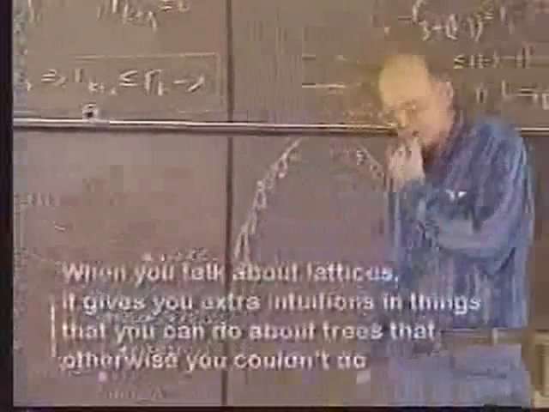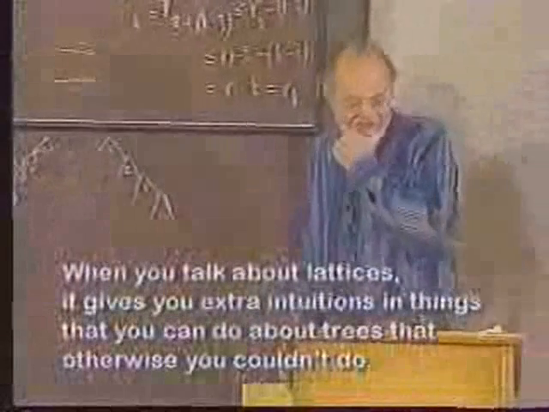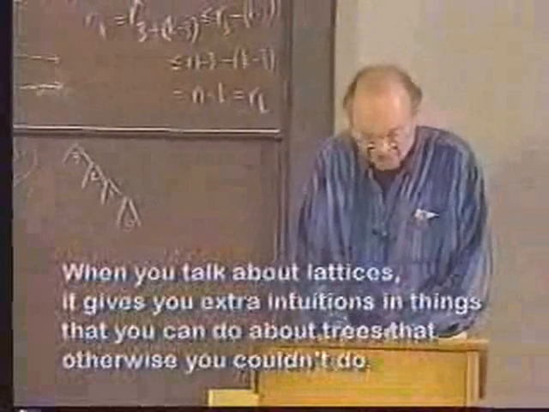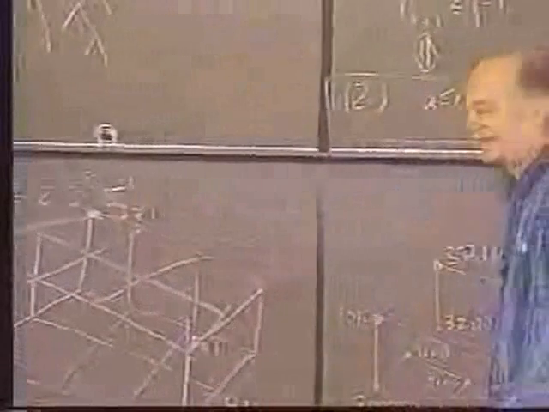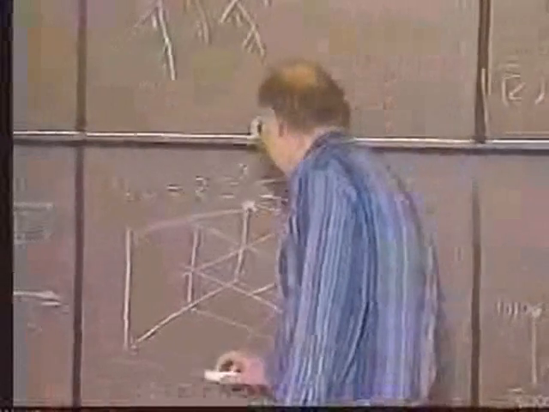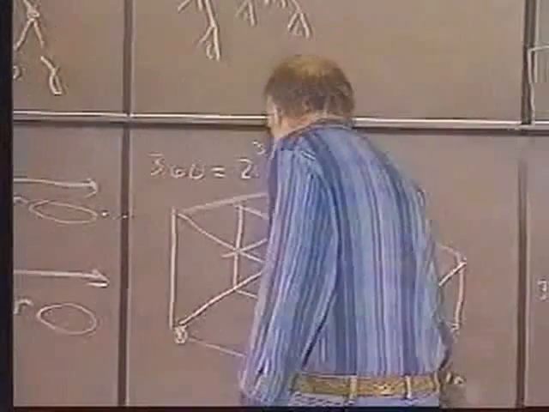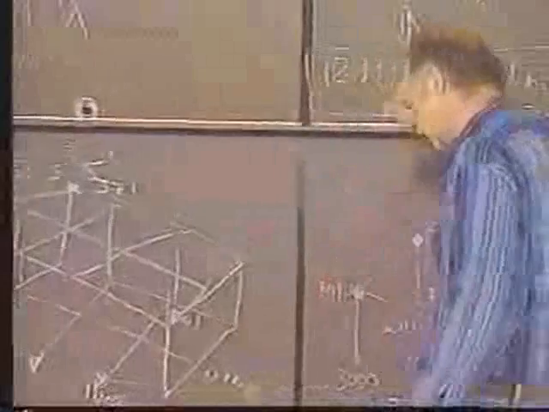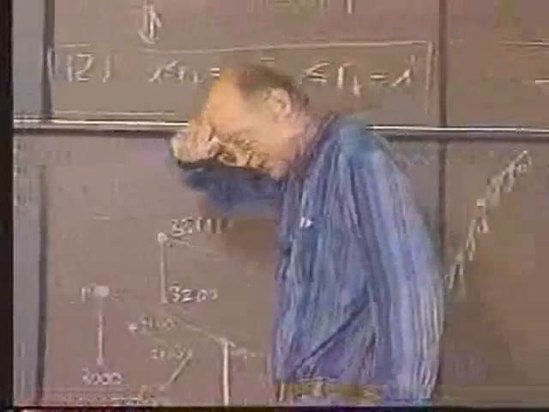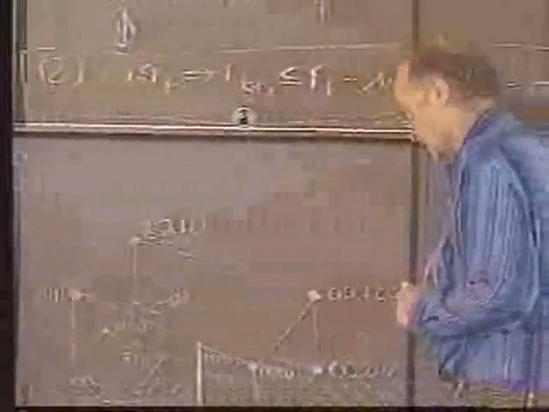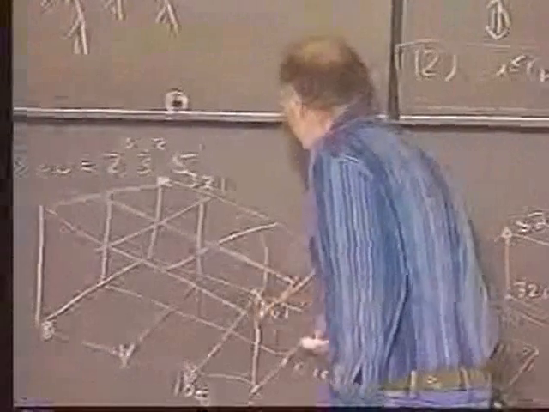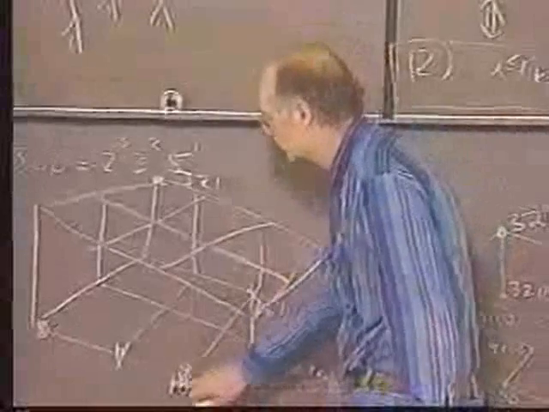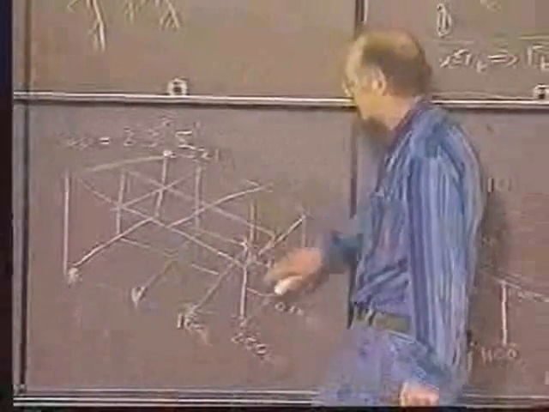Now, when you talk about lattices, it gives you extra intuitions and things that you can do about trees that otherwise you couldn't do. I mean, you might say, what's the good of all this? For example, for the divisors, we can talk about the join irreducibles and the meet irreducibles, which correspond to powers of primes in the case of the divisor lattice. So these are the nodes that I've checked here. This would correspond to 2, 4, 8. This would be 3, 9. This would be 5. Those are divisors.